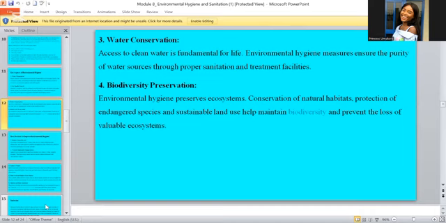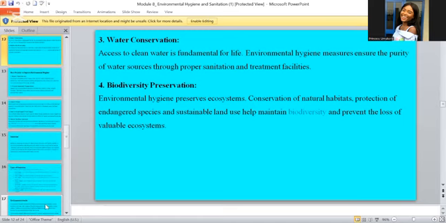And we have biodiversity preservation. Environmental hygiene preserves ecosystems. Conservation of natural habitats, protection of endangered species, and sustainable land use help maintain biodiversity and prevent the loss of valuable ecosystems.